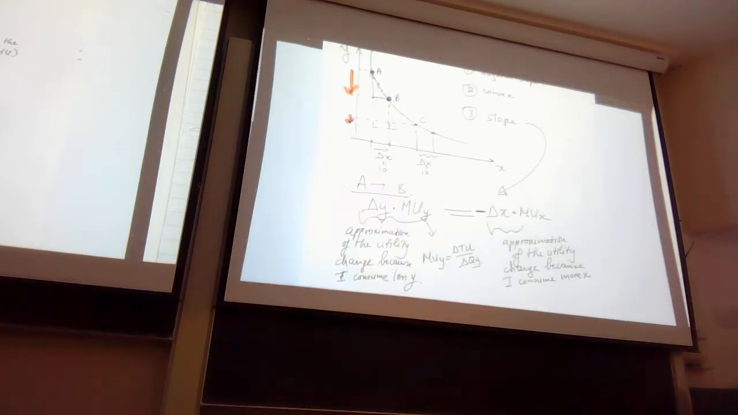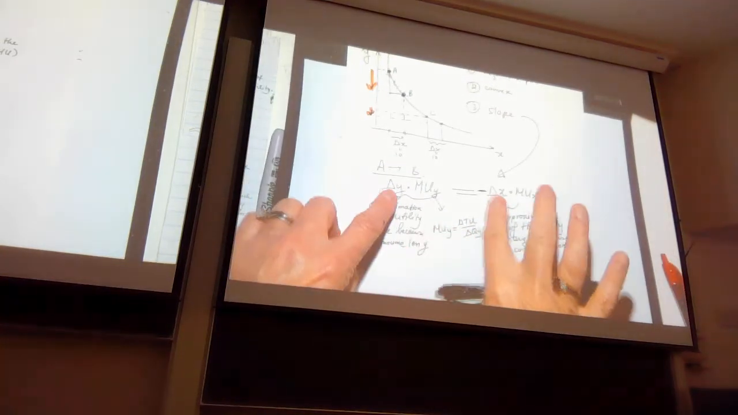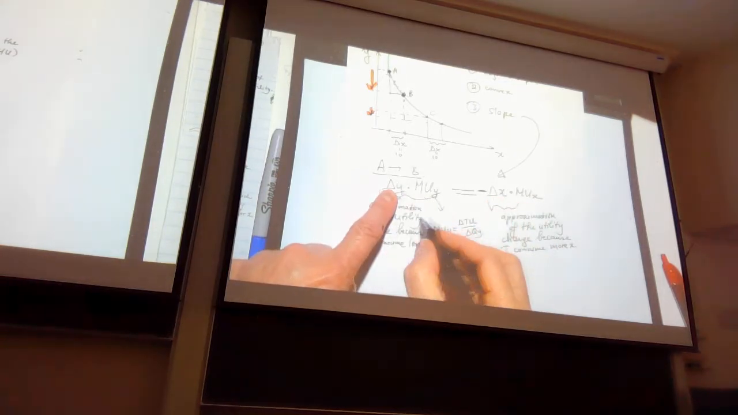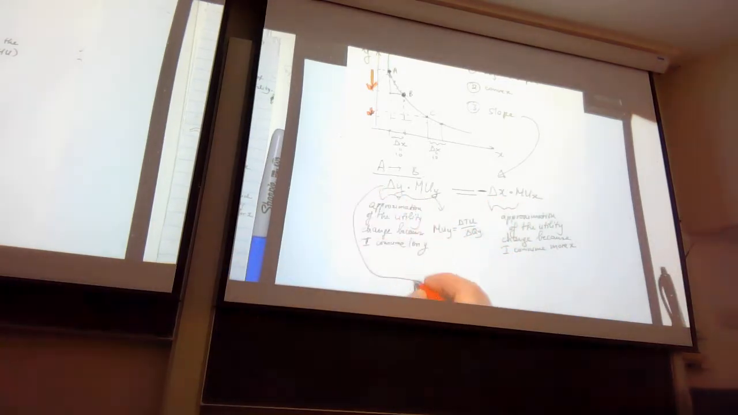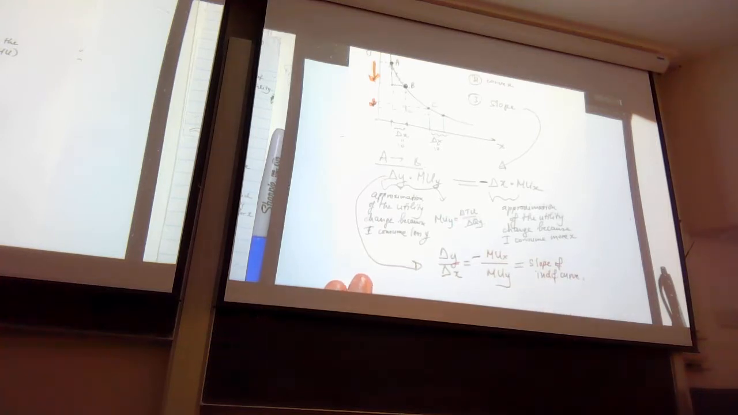Good. Well, this is the equation we use to derive the slope, because we have dy and dx, so you can rewrite this equation, and that's all you have to do. So you go dy over dx, that is minus the marginal utility of good x over marginal utility of good y, and that is the slope of an indifference curve.